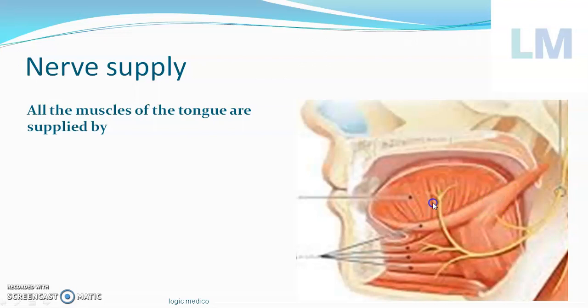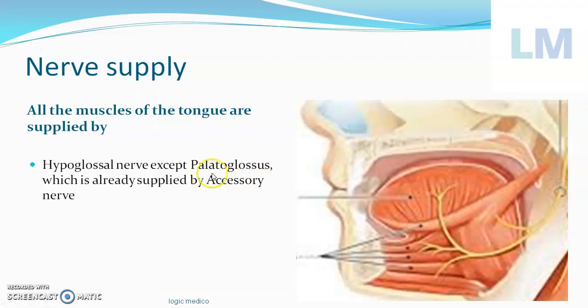It's called palatoglossus. This palatoglossus is actually supplied by the 11th cranial nerve or the accessory nerve, whereas all the other muscles of the tongue are supplied by the hypoglossal nerve or the 12th cranial nerve, including our verticalis linguale.